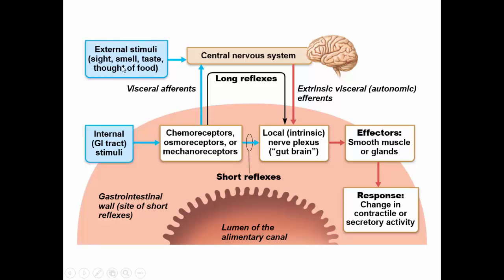So we can have external stimuli that can stimulate the central nervous system, having it communicate with the gut brain, the intrinsic nervous system. We can have internal GI tract stimuli that stimulate chemoreceptors, osmoreceptors, and mechanoreceptors in the intestine. These may directly cause the enteric nerves to have smooth muscle or glandular activity occur, or this may go to the central nervous system for it to process, and then using the autonomic nervous system stimulate the gut brain to cause the smooth muscle or the glands to operate.